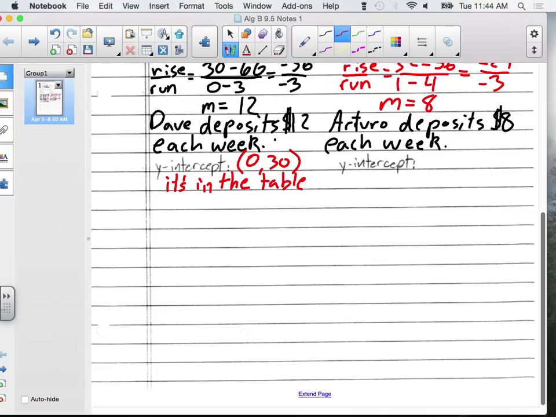All right, now, what does that y-intercept of 0, 30 represent for Dave? What we started with. How much money you started with? Because before he even started depositing money in, he probably had to start out with some, right? So that's what that 0, 30 means. So that means that Dave started with how much money? $30. That's right.